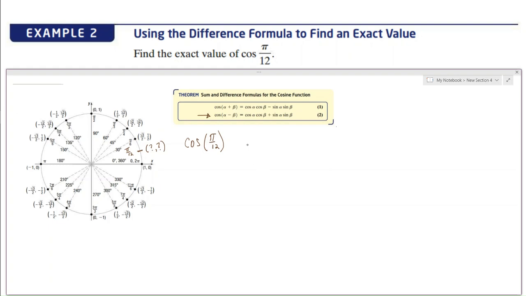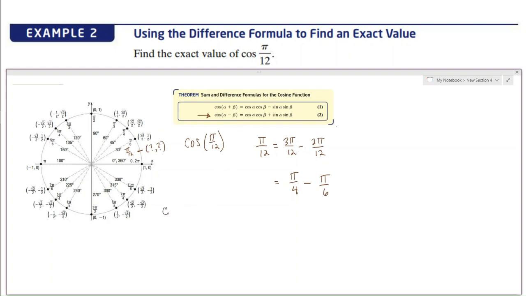we can take and rewrite pi over 12 as equal to 3 pi over 12 minus 2 pi over 12. Okay, so that'll obviously create pi over 12, but if we reduce 3 pi over 12, we get pi over 4, and then of course that's going to be pi over 6. So for pi over 4 and pi over 6, we do have exact values, so we can put them together with the difference formula for cosine.